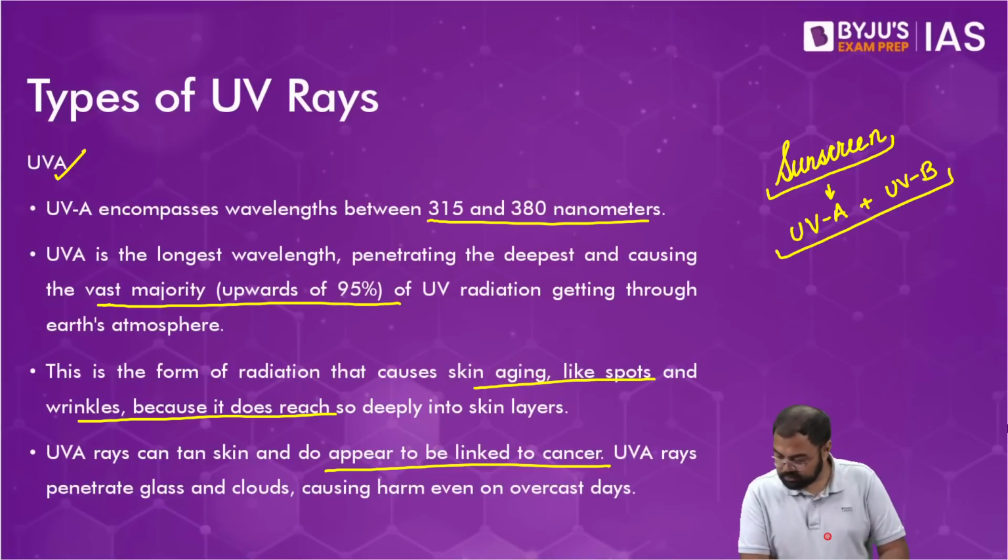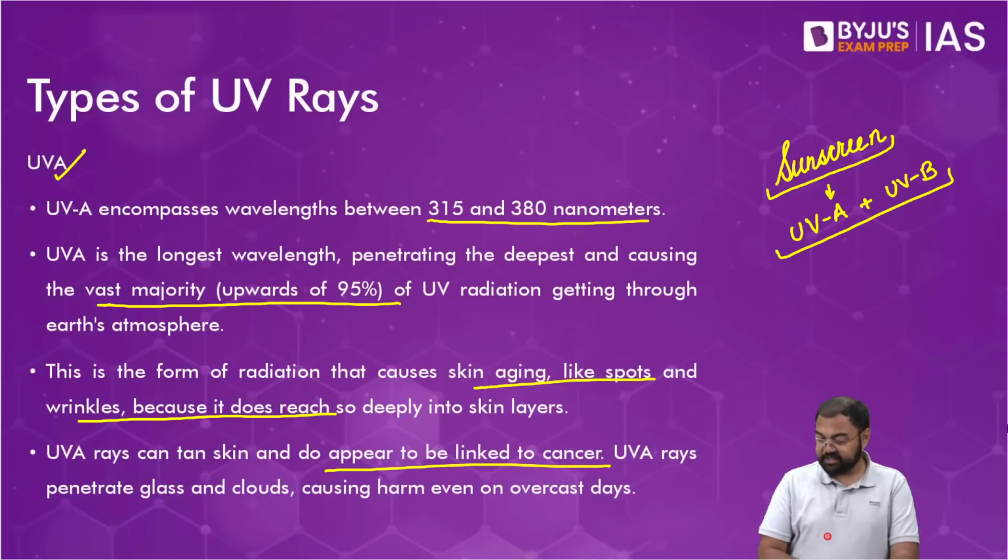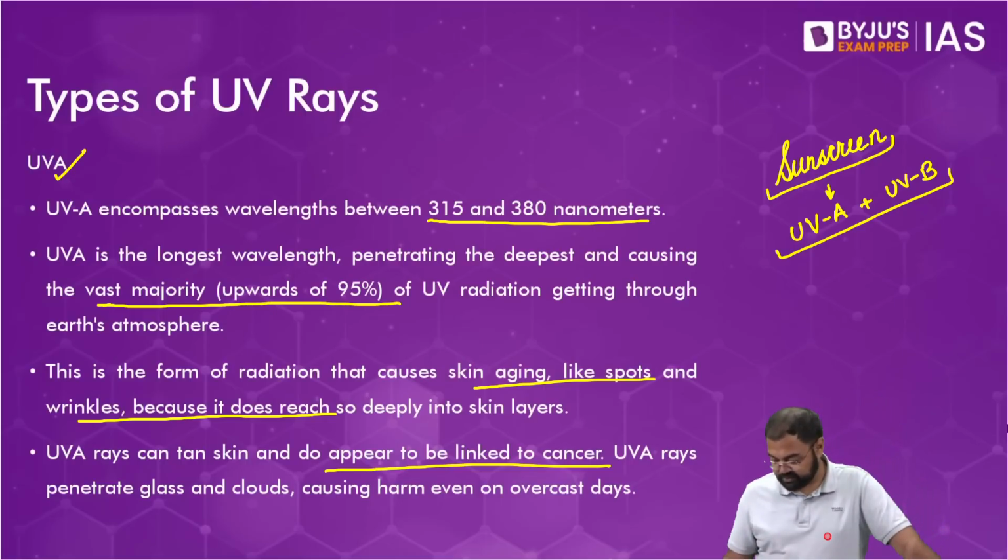We see sunrise and sunset as reddish in color. Why? That's because of the dispersion of light property that happens.